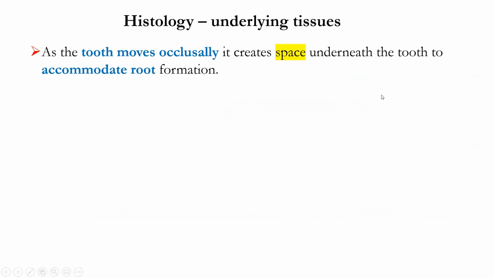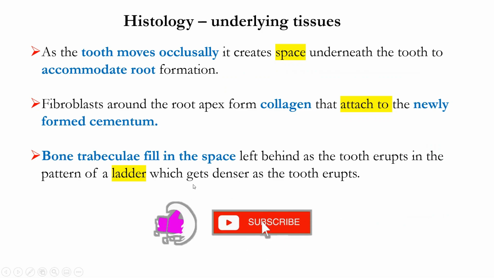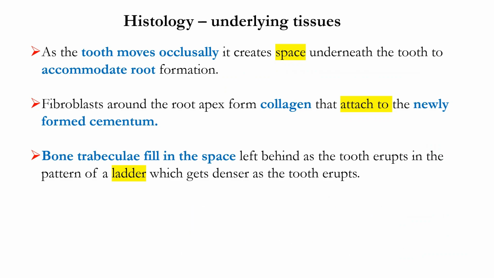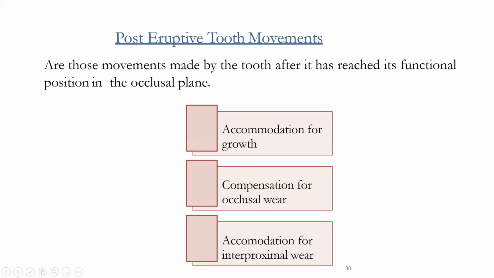As the tooth moves occlusally, there is a space created under the tooth to accommodate this root formation, and some bone is deposited to fill in this space, which is left behind as the tooth erupts, in the pattern of a ladder, which can be seen in the radiograph as well. And this gets denser as the tooth erupts. And once the tooth formation is complete, when it reaches the functional occlusion, the periodontal ligament fibers attach to the apical cementum and extend into the adjacent alveolar bony sockets.